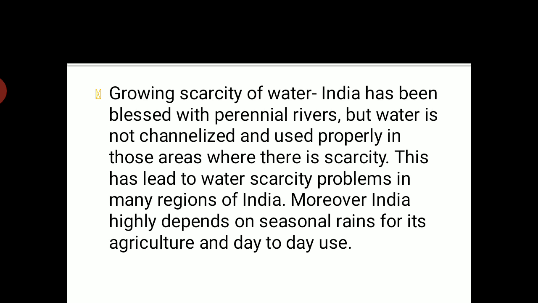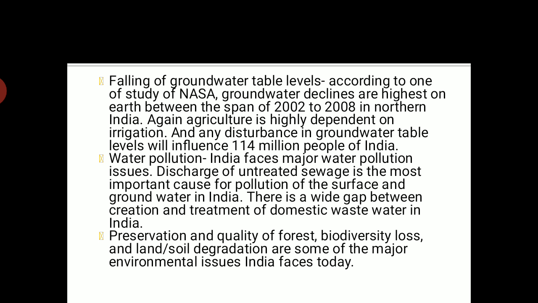There is one more issue that is being faced, that is the falling of ground table levels. That means whatever the level of underwater, as far as groundwater level is concerned in India, that has depleted, right? And again, agriculture is highly dependent on irrigation because we have irregular rainfalls. So any disturbance in groundwater table level will influence millions of people in the country. So that's also one of the issues that is being faced.